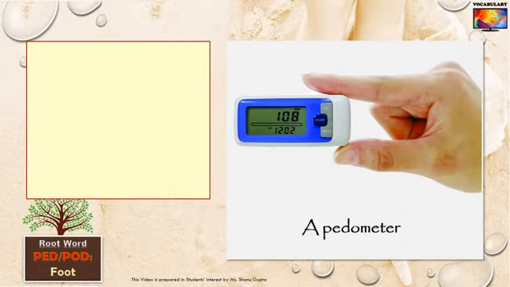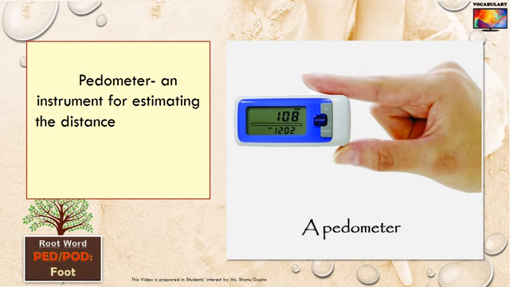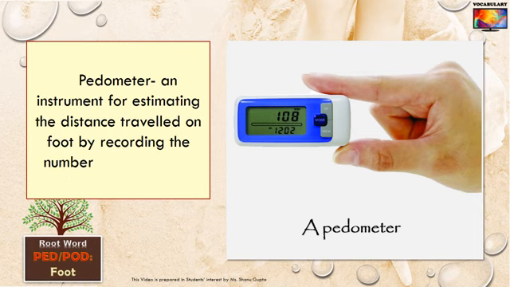We know that in the British system, distance was, and it still is, measured in feet, which is supposedly the distance covered in 1 step. One may want to measure the distance that he or she has walked using a pedometer, which is a device that estimates the distance travelled on foot by recording the number of steps taken.